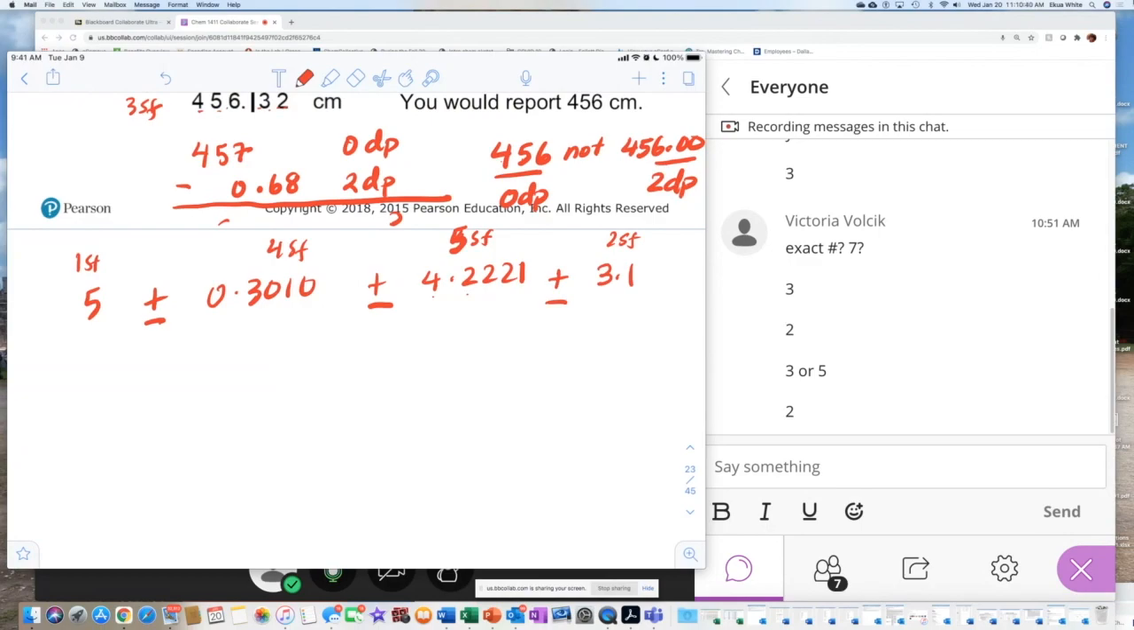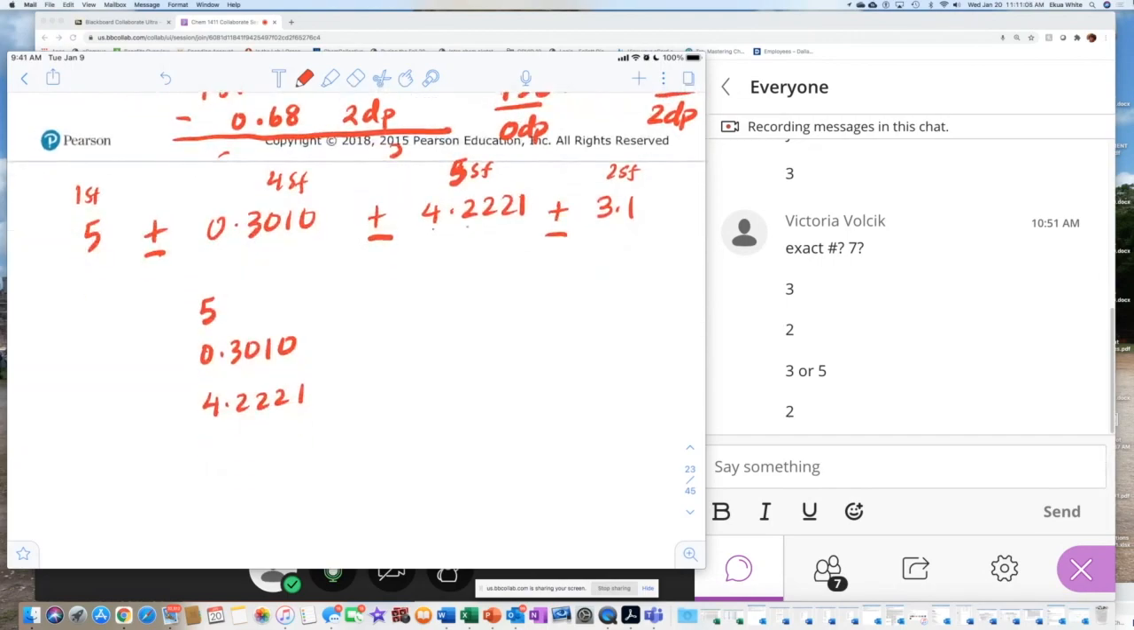So what do I do to add this? Like we have seen, line them up. Make sure that your decimal points are lined up. So I start with my first number, my second number 0.3010, my third number 4.2221, my fourth number.